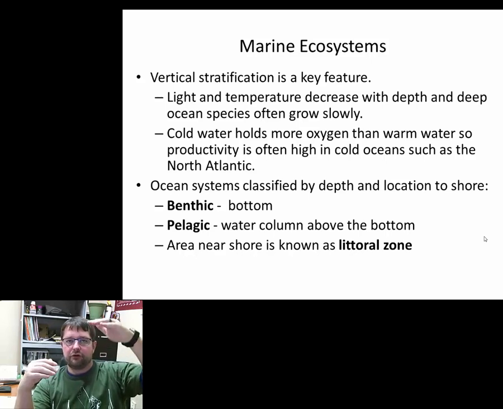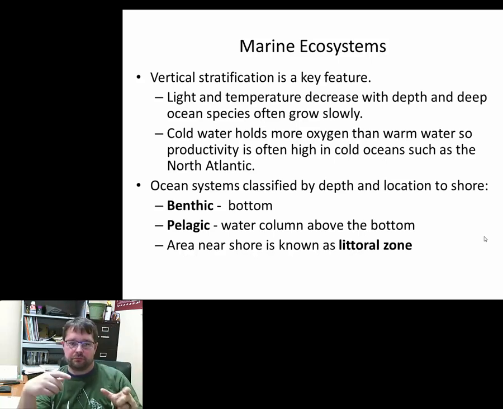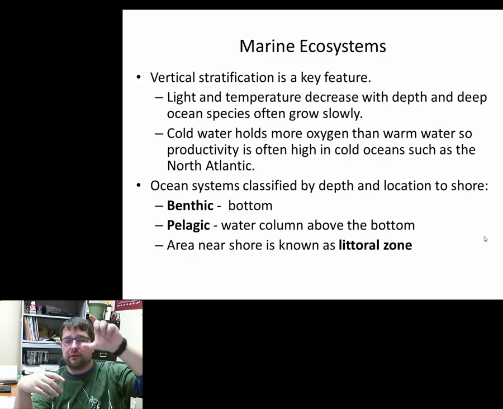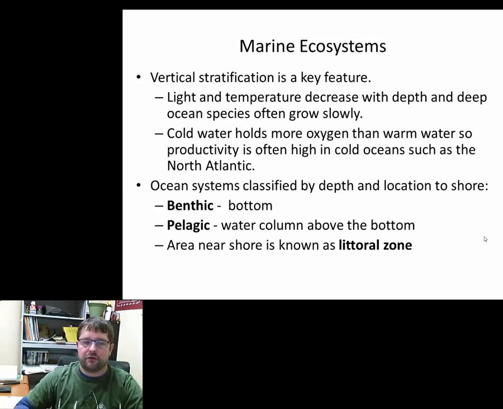So in some regions, the surface might be warm and below that is cold. So the benthic region could be highly productive, while the surface region, the pelagic region, is not very productive. In other regions, when you move towards the poles, it's the pelagic region that's still cold, but that's the region that's most productive. And we'll look at some of these in a little bit.